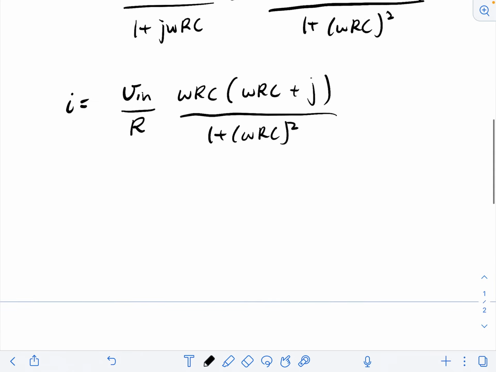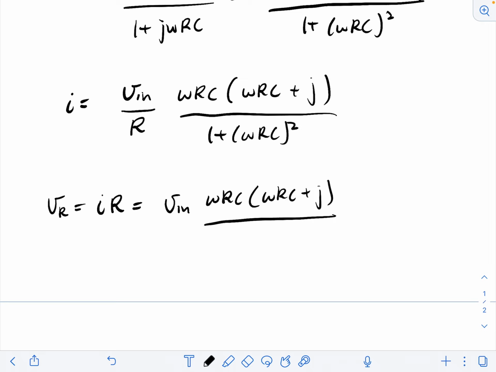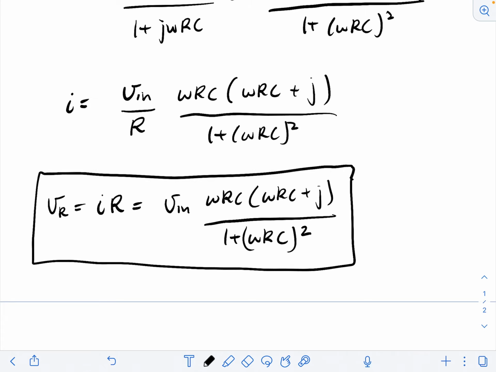You can see already it's a complex number. If we wanted to then calculate the voltage across our resistor, we would just multiply the current by R, and we're left with V in omega RC plus j divided by 1 plus omega RC squared. Okay, and so that's an expression for the voltage across the resistor.